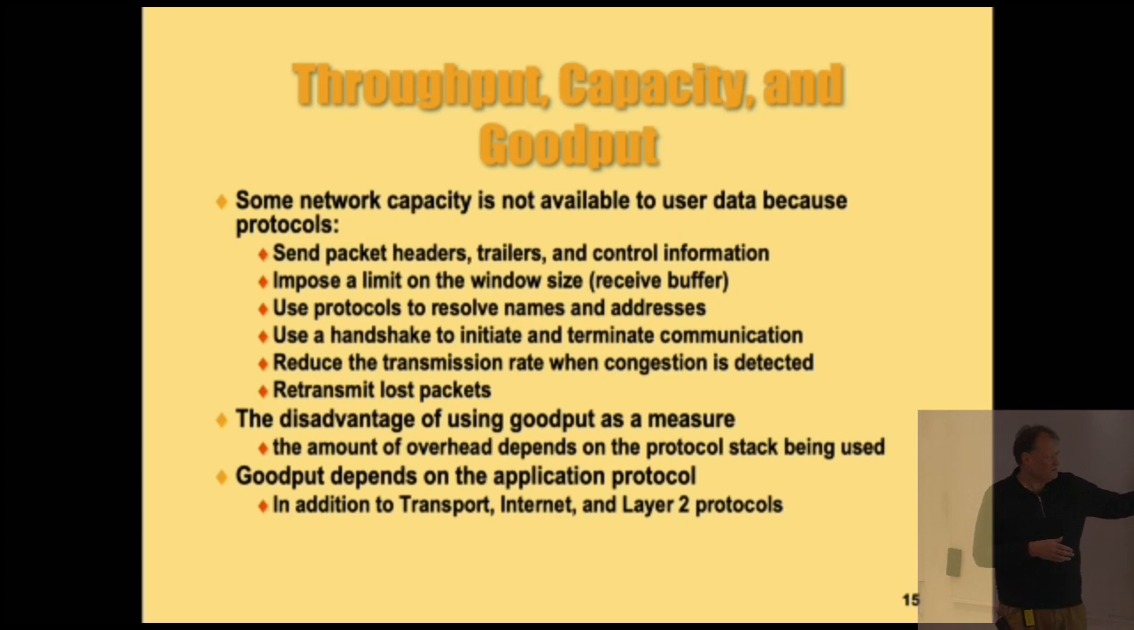Then we use other protocols. When we send something, we can't start sending it immediately. We might have to use DNS to resolve a name. And then we might use ARP to get the Ethernet address. And we might use other supporting protocols. So we have to wait for that before we can actually do something. Again, we lose capacity.